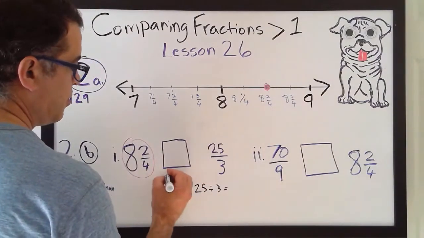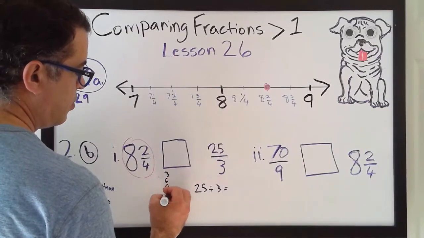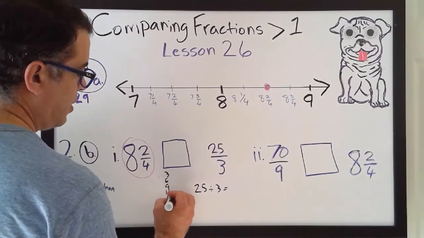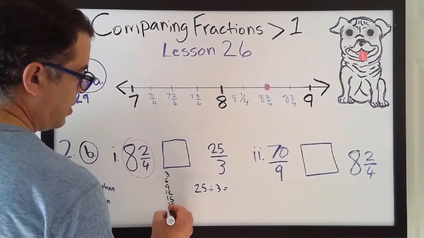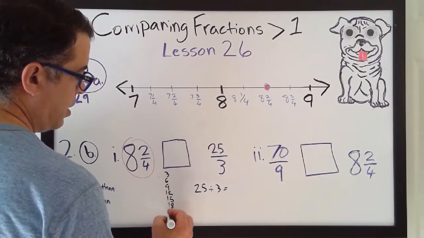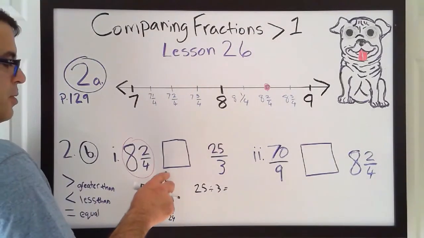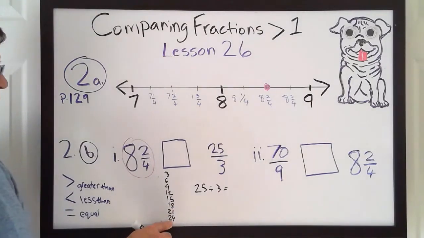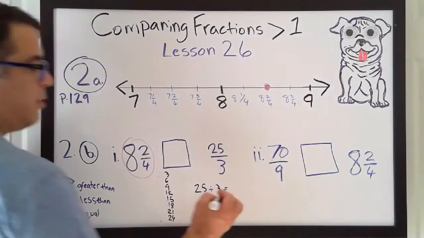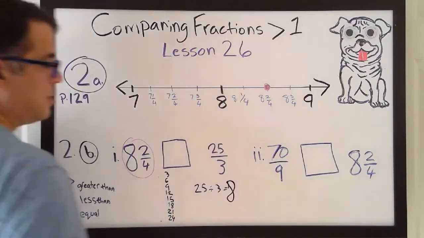The multiples of 3 are 3, 6, 9, 12, 15, 18. 3 plus 18 is 21. And then 24. Okay. So that multiple is 1, 2, 3, 4, 5, 6, 7, 8. So 8 times 3 is 24. Therefore, our whole number for 25/3 is 8.